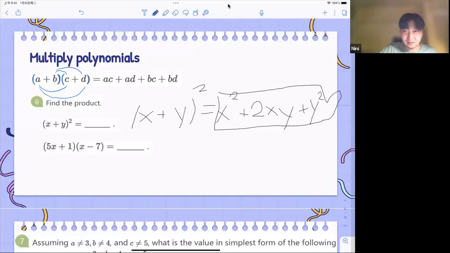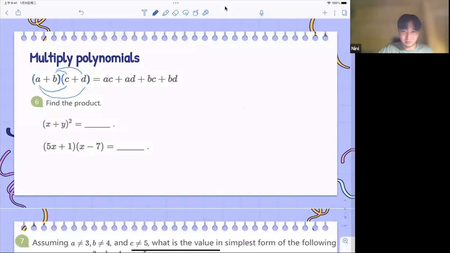Let me try if I can clear it. Okay, all right. I'm going to write that here. So we got, for example, something here, right? (x plus y) to the power of 2.